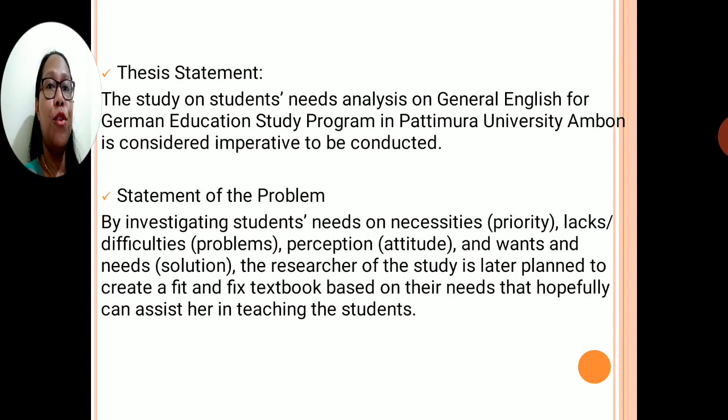So this is about my study. My thesis statement is the study on students' needs analysis on general English for German education study program in Pattimura University, Ambon is considered imperative to be conducted. And my statement of the problem is by investigating students' needs or necessities, that is for Brown, he calls it priority, lacks or difficulties or problems, perceptions or attitude, and wants and needs or solution.